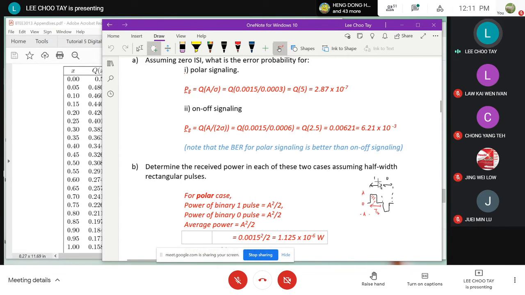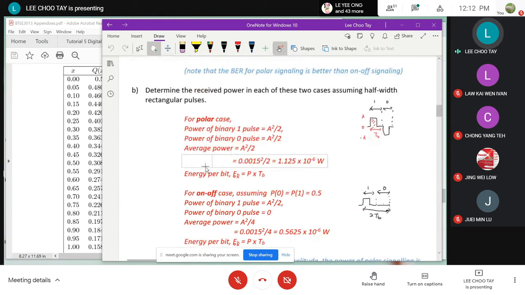So again, if you compute the power of a binary 1 pulse, the power basically is V squared over R, right? In this case, we're going to take R as 1. Because this pulse lasts for only half of the bit duration, the power is half, like A squared over 2. And then the binary 0 pulse, amplitude squared, negative will become positive. So that gives you A squared over 2 as well. So the average power for polar half-wave pulses is A squared over 2. We take the average of these two, which is A squared over 2. And putting in the numbers, that will give us 1.125 times 10 to the power of minus 6 watt. All right, so that is for polar half-wave.